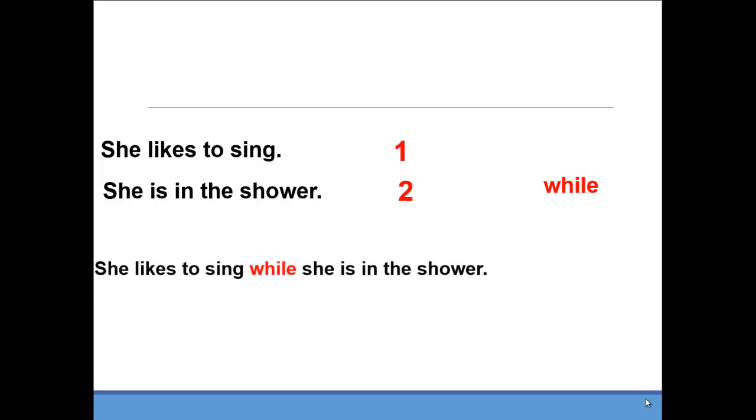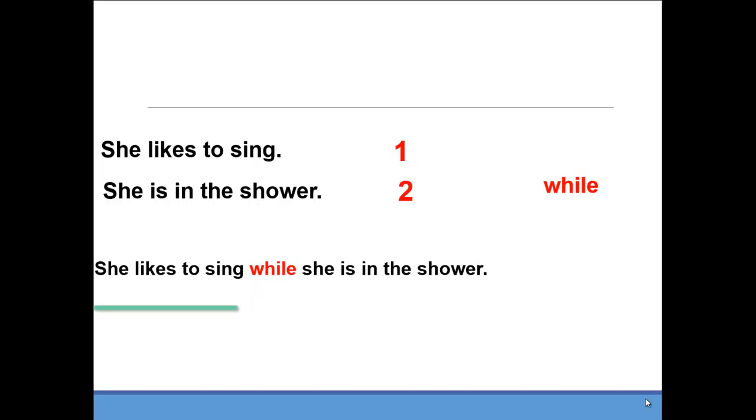Another example. She likes to sing. She is in the shower. Let's use the subordinating conjunction while. What does it mean? It means during or in that time. So she likes to sing during the shower, or while she is in the shower.